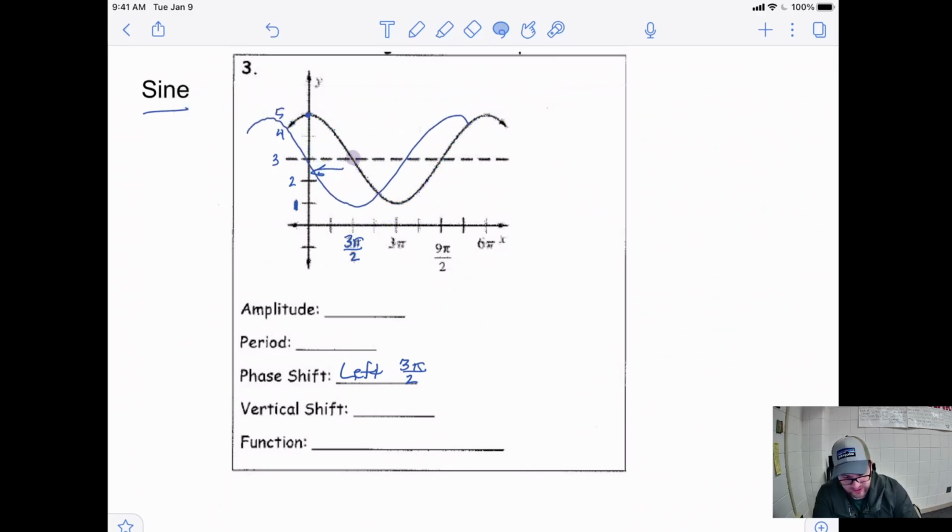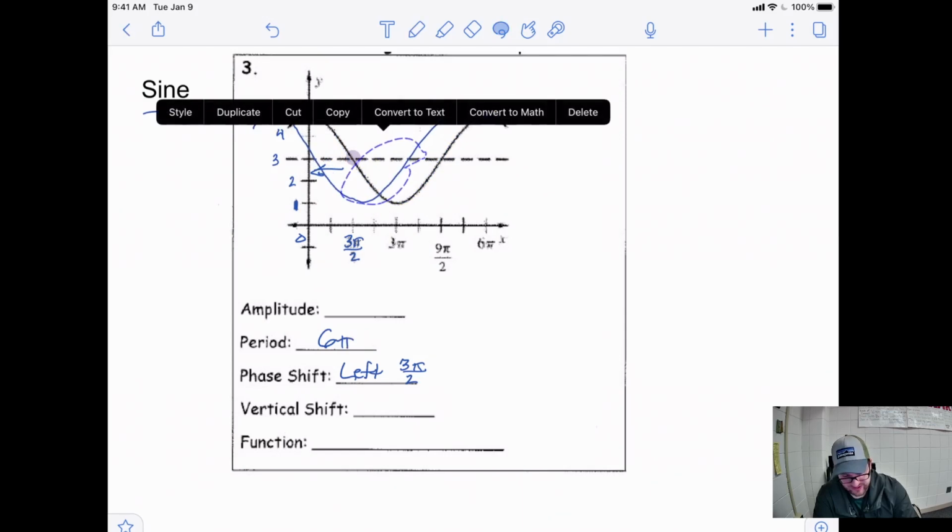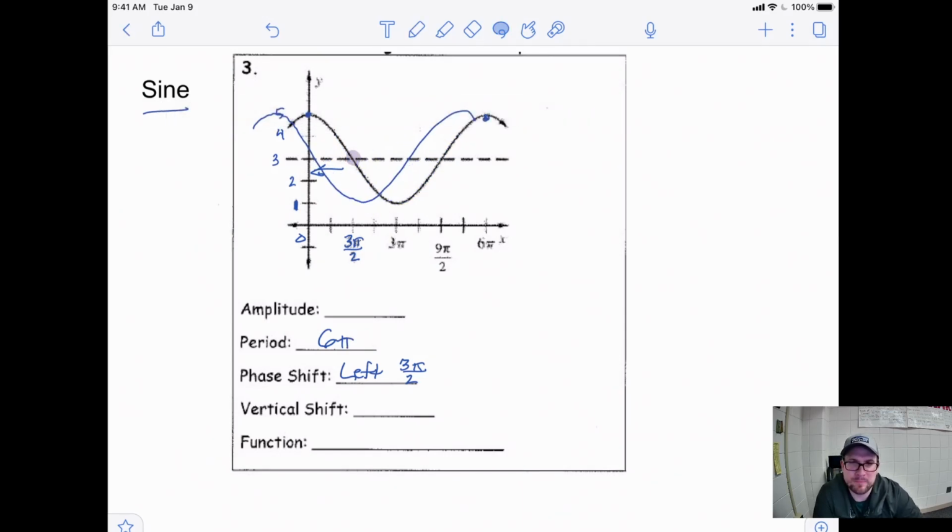Now, in order to check your period, actually before we move it, let's do our period. If you start at 0, it looks like it repeats over here at 6 pi. Now when we move it, the period doesn't change, so 6 pi is still the period. Our amplitude here looks like we're going 2 above the midline, so that's going to be 2. For the vertical shift, we had our midline at 3, so we can have a 3 right there.